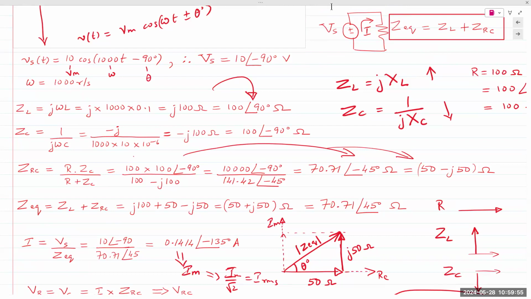Yes. The ZRC is the resistor and capacitor in parallel. And so it would be 1 over R plus 1 over ZC, and then the reciprocal. No more questions? Does the approach make sense thus far?